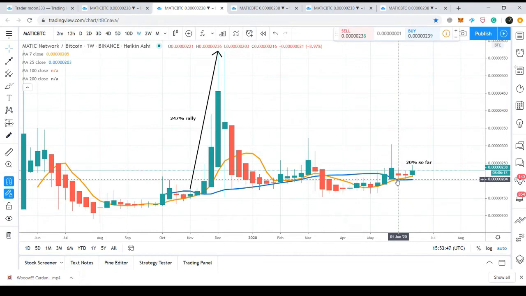And here we have received the signal on 1st June, and after that, so far, it has surged more than 20%. Let's see how much bullish it will be in the future.